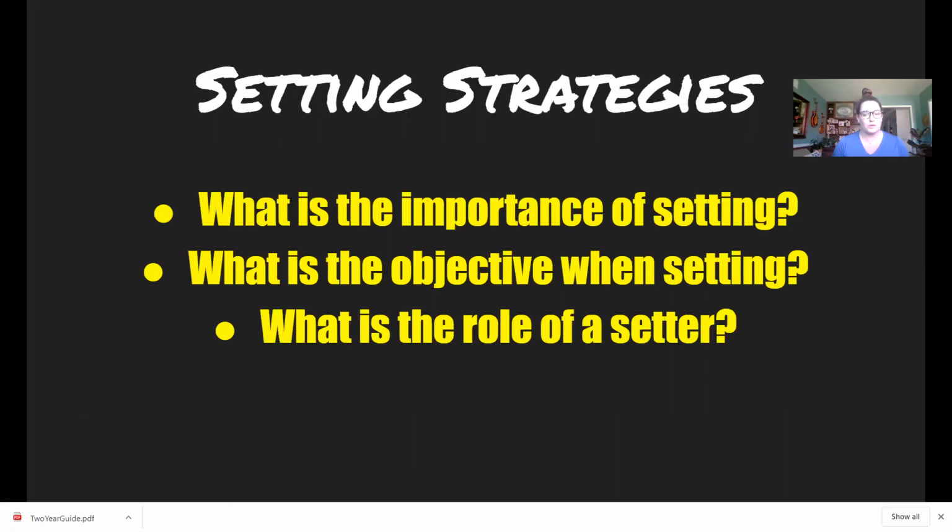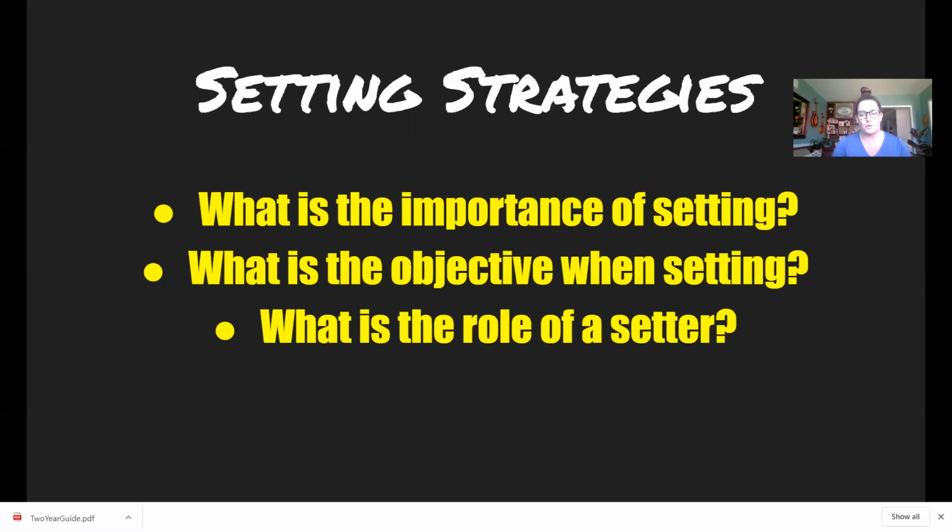So first, what is the importance of setting? And this can apply to not just setters, but also to out of system setting. The importance is really to put up a hittable ball, and how specific that is, the expectation changes from setters to non-setters. But it's really important if you're setting up that second contact or setting up a hitter to hit, that you're putting up a good ball in a good location. And the idea here is to give the hitter the best opportunity to get up and score on a swing. So obviously that's the importance of setting.